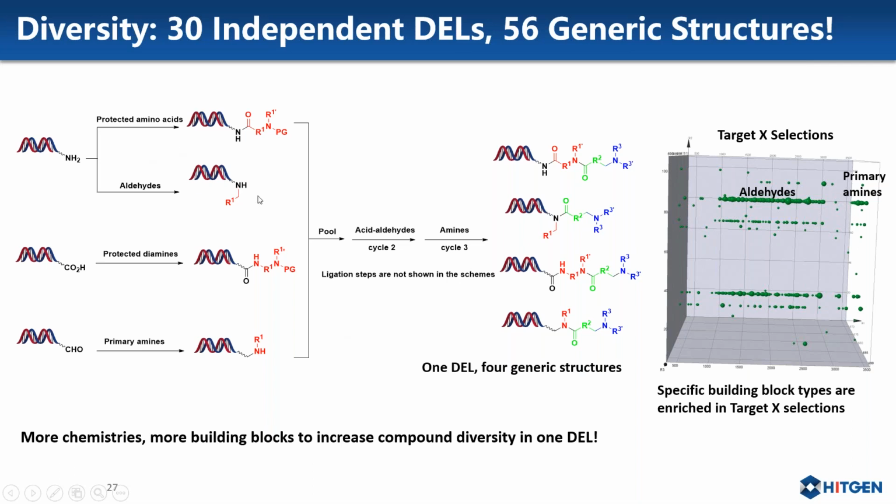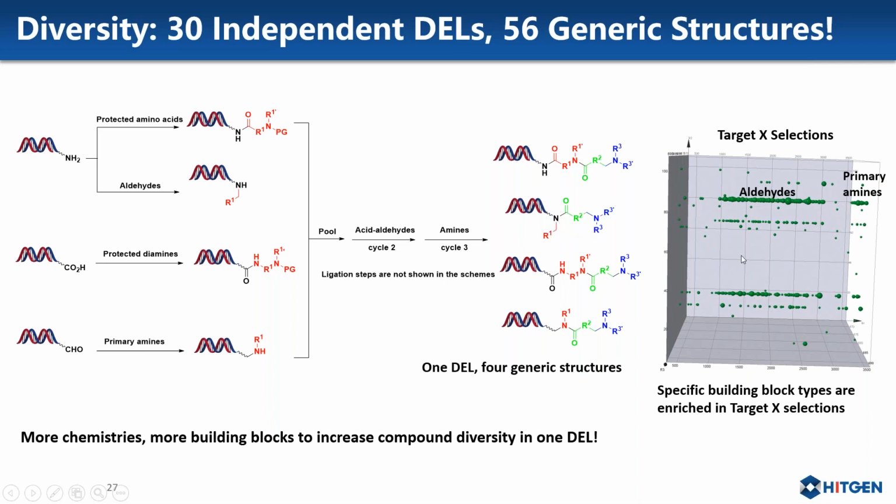You can see that in cycle 1 of the library synthesis, we use different types of building blocks, including amino acids, aldehydes, diamines, and primary amines. After that, we pool them together to do the cycle 2 acylation and cycle 3 reductive amination. So although this is only one library, it contains very diverse molecules. You can see that the amino acids and diamines look like linear molecules, right? And the aldehydes and primary amines are much more like branched molecules.